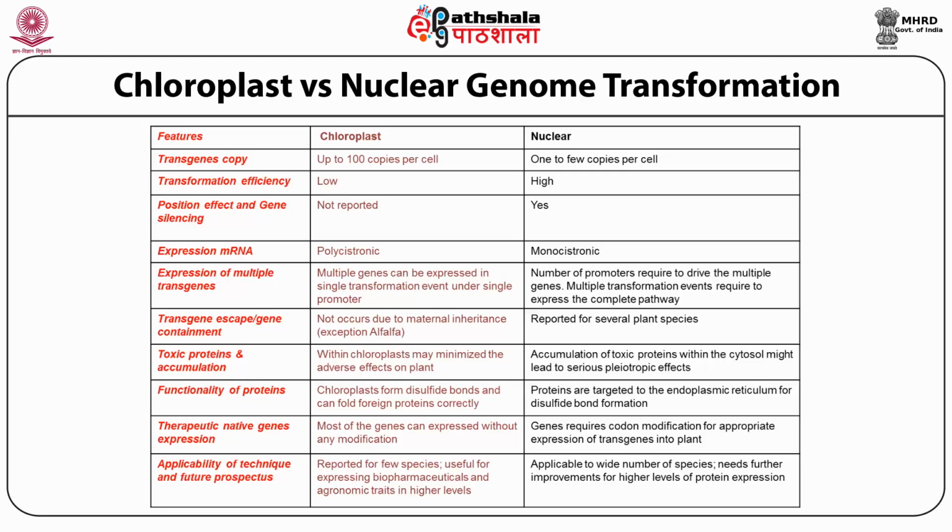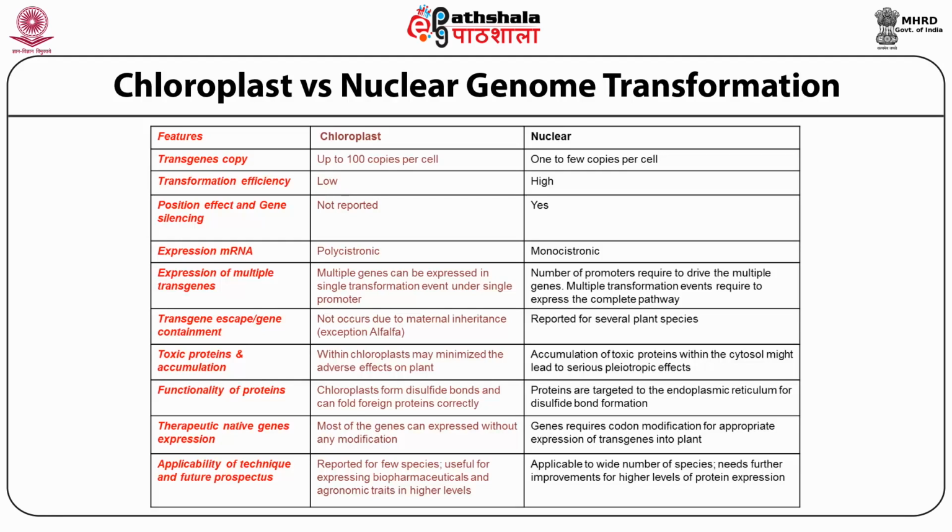Transformation frequency is low in chloroplast transformation, which is challenging and difficult, but in nuclear transformation the technology is well established, and worldwide every lab working on transformation uses nuclear transformation methodology. Further, position effect is not reported in chloroplast, but it is reported in nuclear transformation, where the site of gene integration can interrupt your important genes. In chloroplast transformation, everything takes place by homologous recombination, so you know where the gene is integrating and the site of integration. So there is no position effect here.